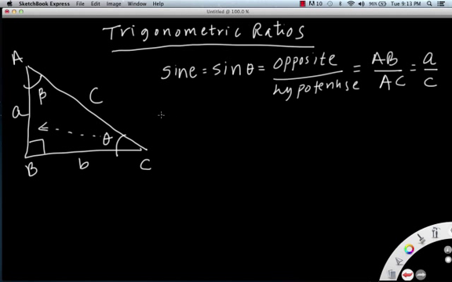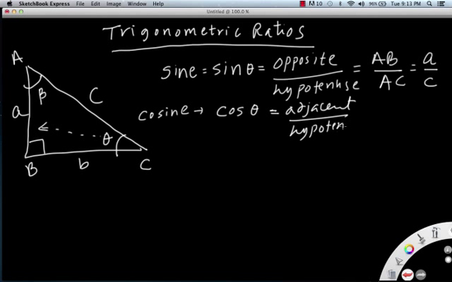The next trigonometric ratio that we will learn about is called cosine, or in short cos. And here the cos of an angle is defined as the adjacent side divided by the hypotenuse. So cos theta in our case would be adjacent by hypotenuse, which is equal to the adjacent side, BC, divided by the hypotenuse, AC, which is equal to B by C.